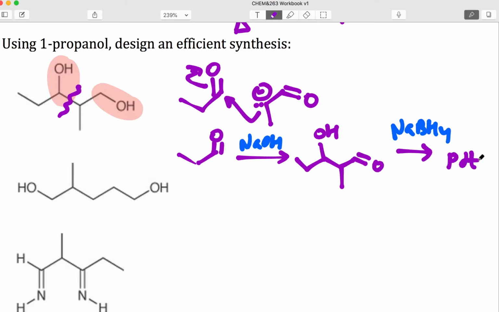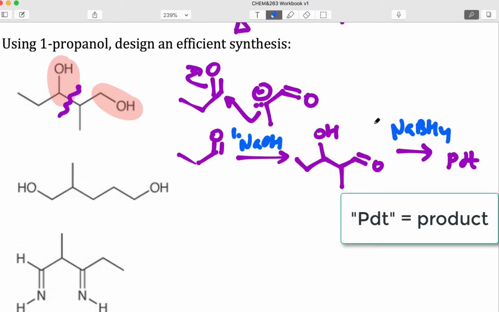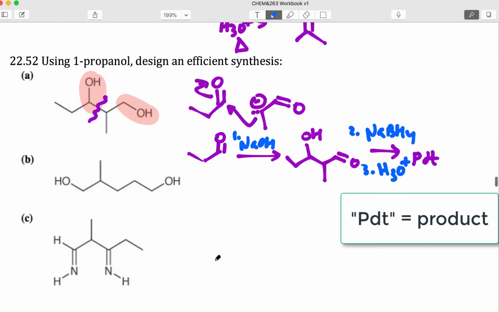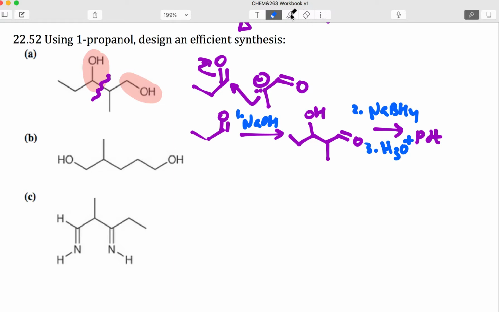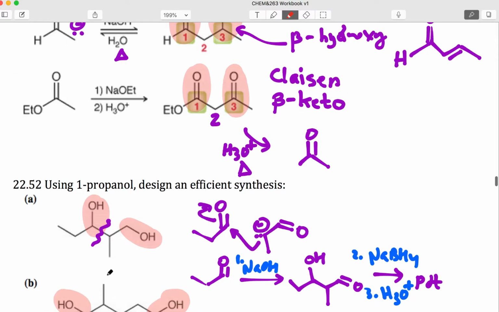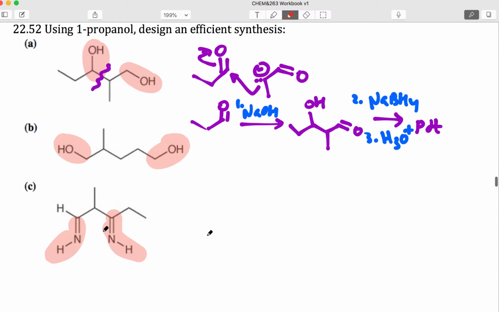And I don't need to protect the other group, but I may need to use an excess, just because the first equivalent might react with the H of the alcohol. So I should write excess NaBH4 there. And then you could do that in methanol, or you can do an acid workup step next. So there it is. For the next one, I just want you to notice the functional groups and go ahead and give those a try and use these up here as a guide for which reactions you might want to look at. And we'll come back and check these together.